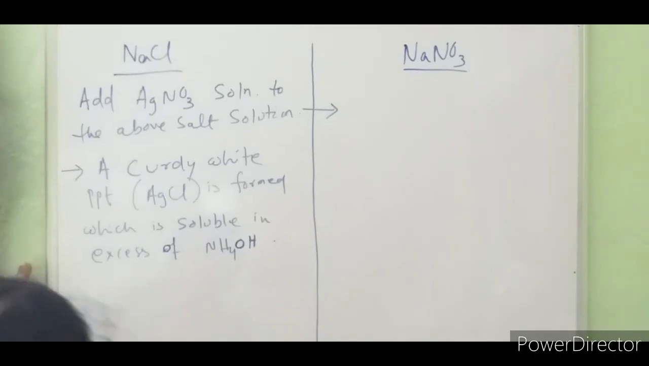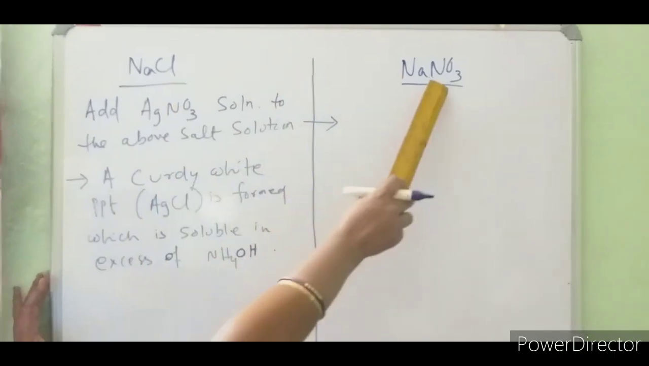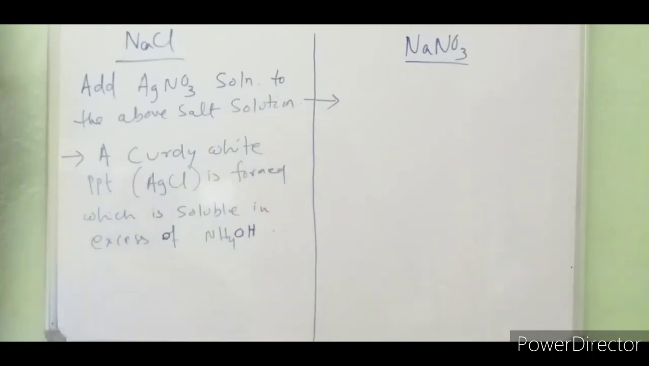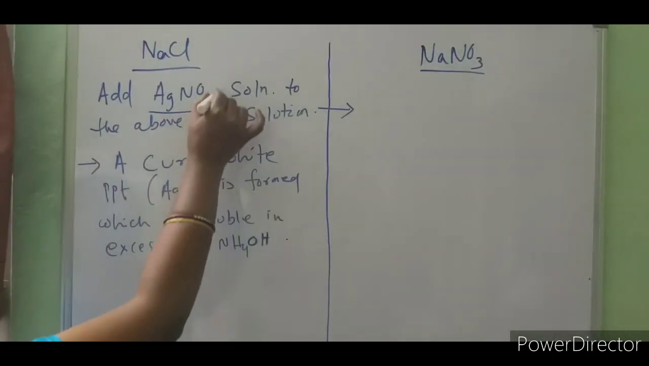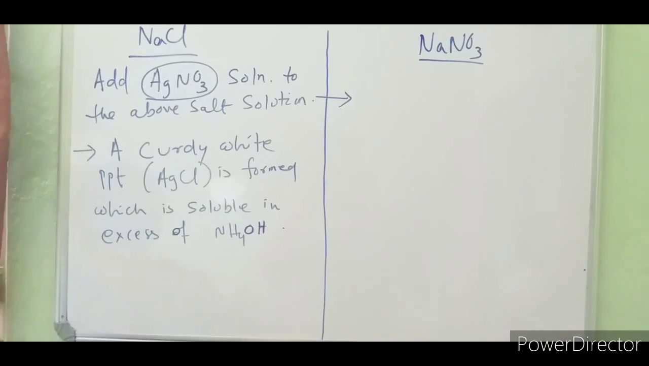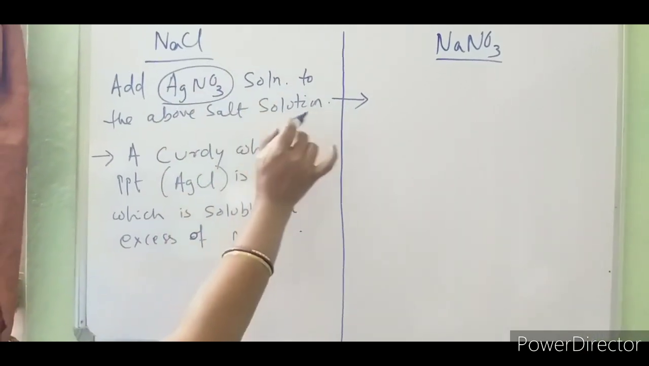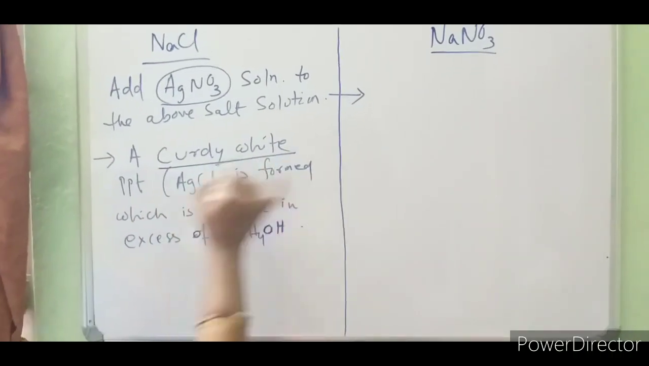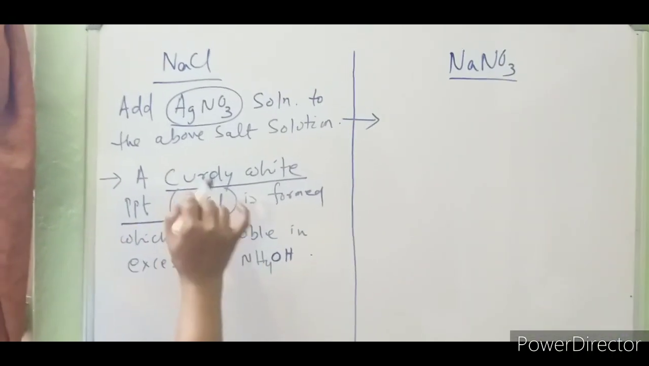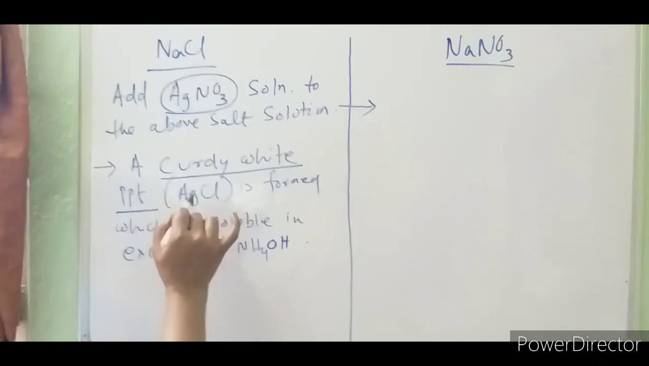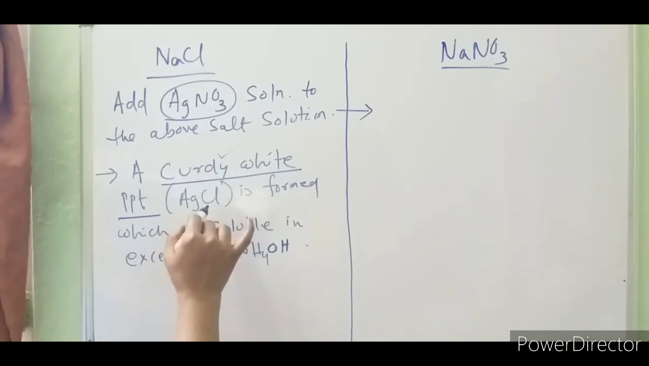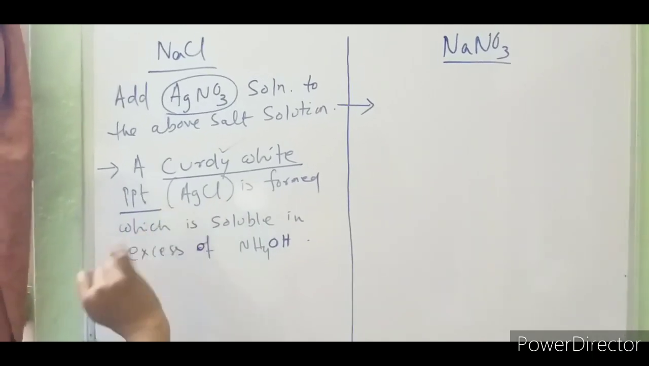So next is sodium chloride and sodium nitrate. Okay, so this one is another interesting one. We will add the reagent silver nitrate solution. When silver nitrate solution is added to this sodium chloride solution, a cloudy white precipitate will be formed. What is the cloudy white precipitate? This is of silver chloride, but I have to mention it just for your understanding, that is why I have written silver chloride here.